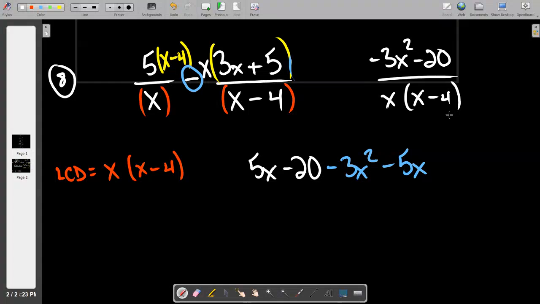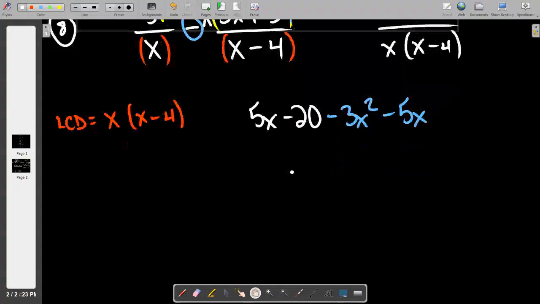It's all good. It's the top that we have to monkey with until we can come to the conclusion that it's dead weight, which at this point, we could factor the top by pulling out a negative. That's not going to do me any good. All right, on to number 9.